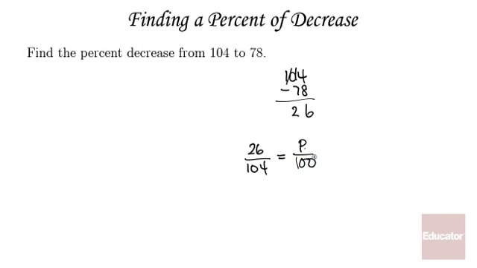We've created the proportion. I'm also going to simplify here. I could divide by 2 and get 13 over 52, just to make the numbers easier to work with. And now I'm going to find my cross product.